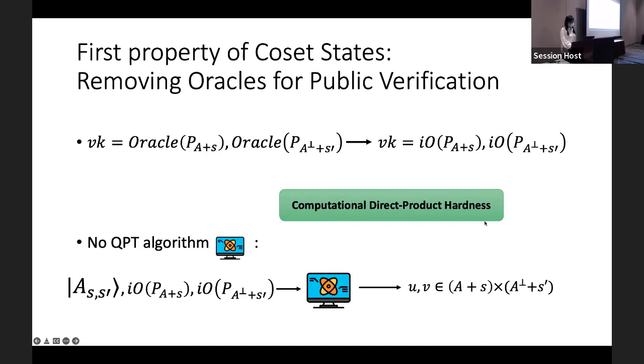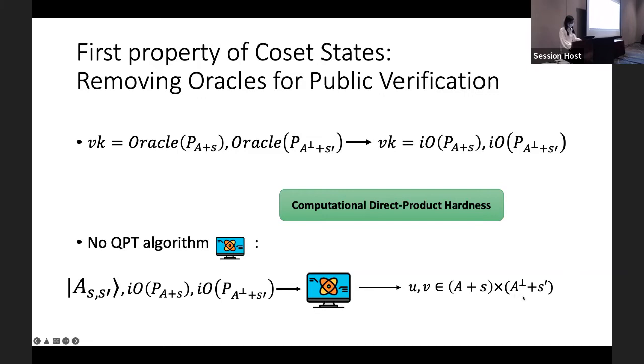And using the coset states, we actually realize the security we want under I/O. That is, given obfuscated programs that can perform the membership checking functionalities for the coset A plus S and coset A perp plus S prime, and given one copy of the coset state, no efficient adversary is able to produce two vectors, one in the primal coset A plus S and the other in the dual coset A perp plus S prime.